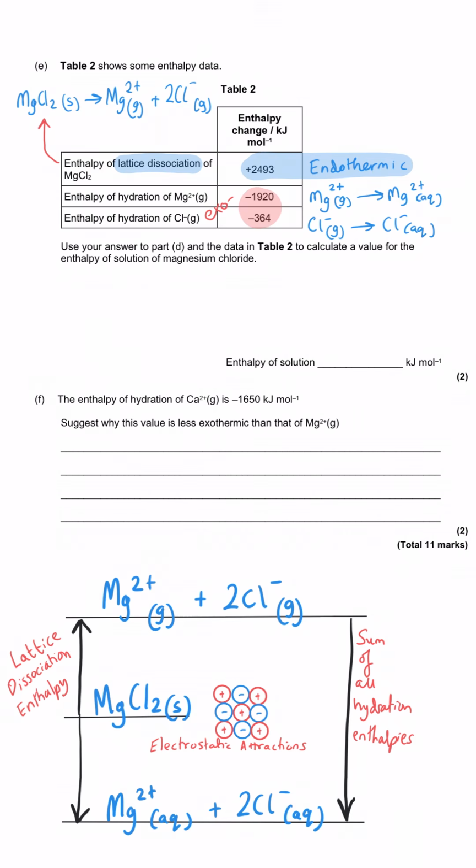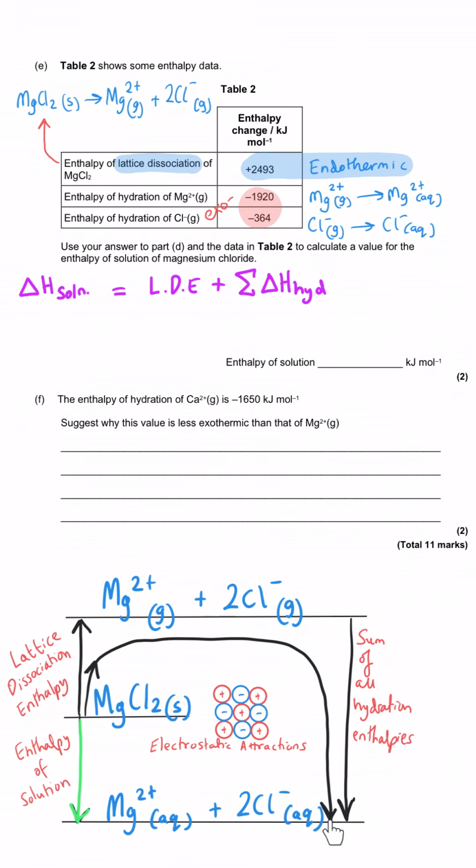And so this other arrow on the left, this is the actual enthalpy of solution, where we dissolve our magnesium chloride to make the aqueous ions, and it's the same aqueous ions that we produce when we hydrate the gaseous ions. And so you can see from this Born-Haber cycle that this enthalpy of solution is equal to the enthalpy of lattice dissociation plus the sum of all of those hydrations. So I've drawn this picture to help us understand it, not because it's vital for this mark, because in part E we're being asked to use our answer from part D on the previous page to calculate a value for the enthalpy of solution of magnesium chloride.